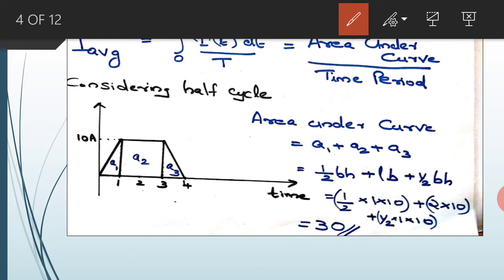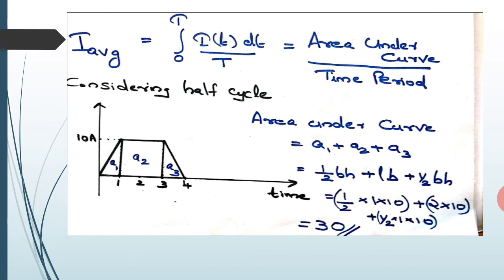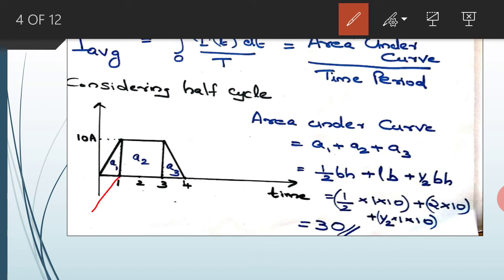We can see that here the areas are A1, A2 and A3. That is a triangle, then a rectangle, then again a triangle, which are right angle triangles. For a right angle triangle we can use the equation half BH, and for the rectangle we use L into B. So half BH plus L into B plus half BH, and you will obtain the sum of areas A1 plus A2 plus A3 as 30.